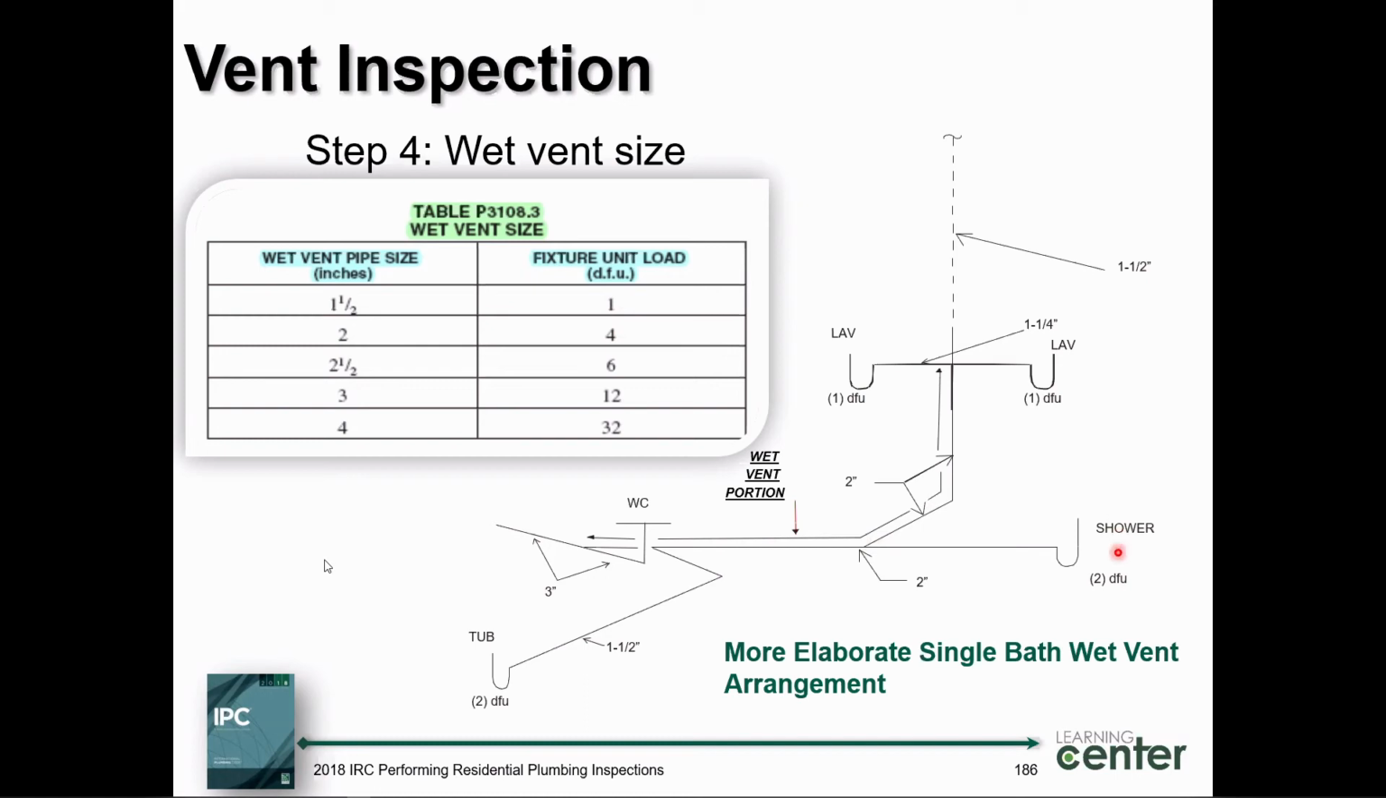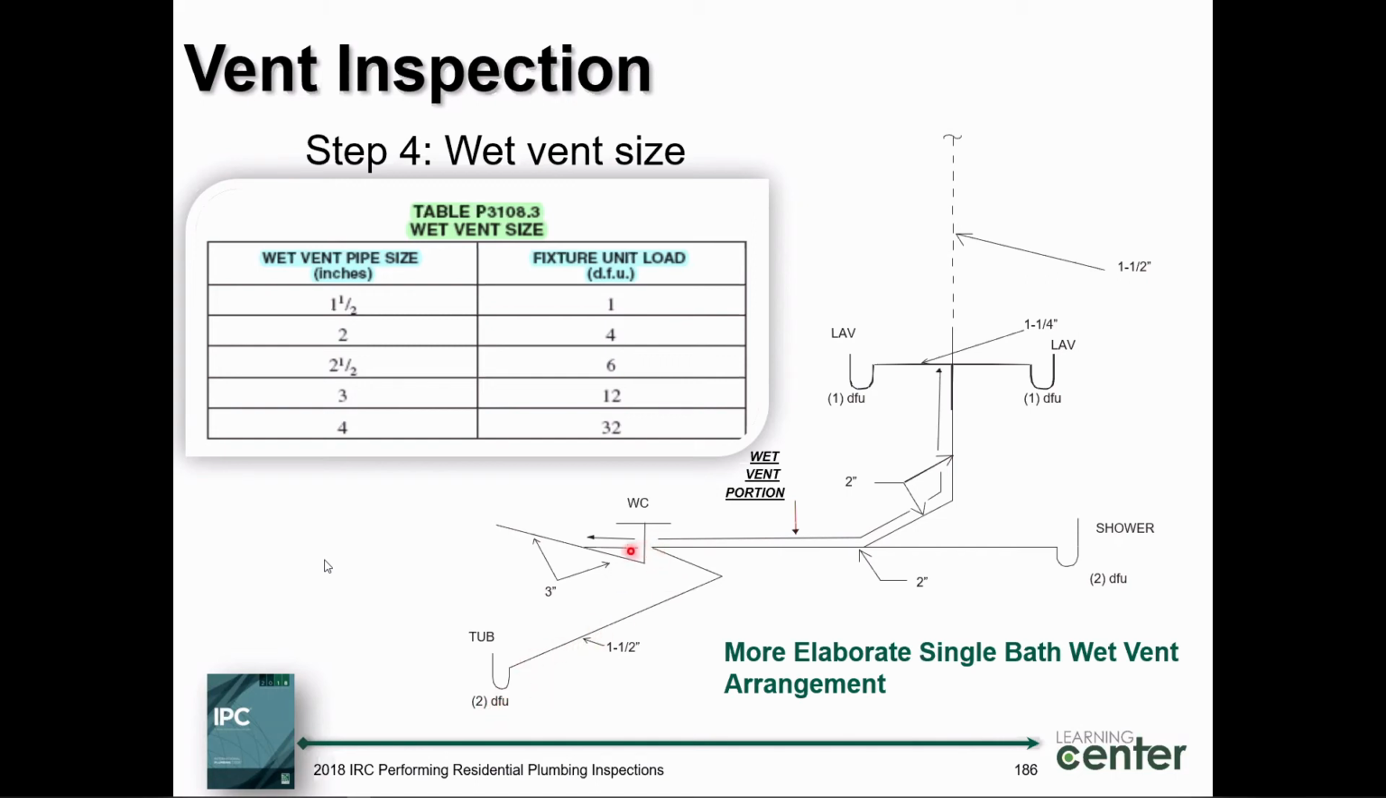Next fixture that I pick up here is a shower for 2 drainage fixture units. So 4 drainage fixture units is what's the demand on this piece of pipe. So as you can imagine, with 4 drainage fixture units, that pipe size can stay 2 inches. However, there's always a however. I've got a tub coming in at 2 drainage fixture units.